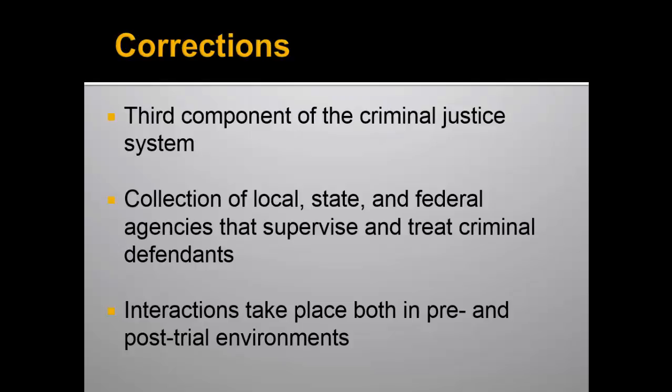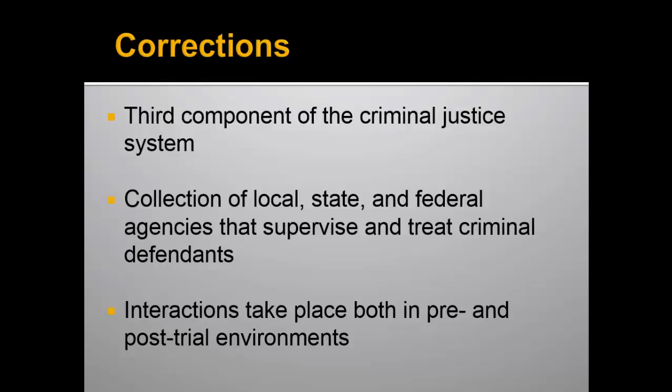So, once you are convicted, then the correctional system is going to take over your case. A defendant can have interactions with the correction system at both the pre- and post-trial environments. This means that the court and the correctional systems are going to supervise you from the moment you are charged until you complete the trial and your remaining sentence, if there is one. Think about this. If you don't make bond, you are going to have to stay in jail until your court hearing. That's the correctional system at work.